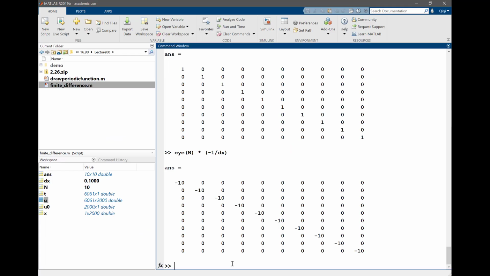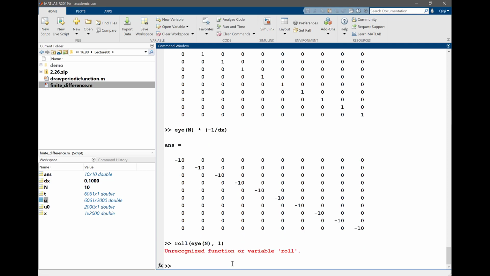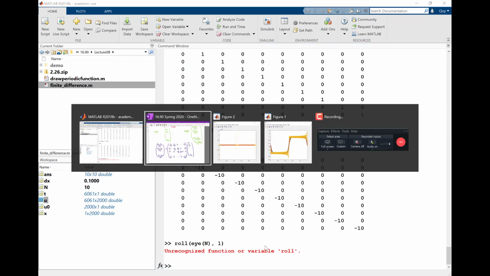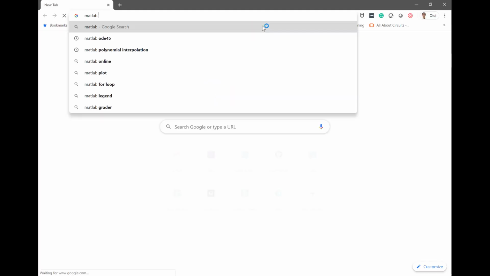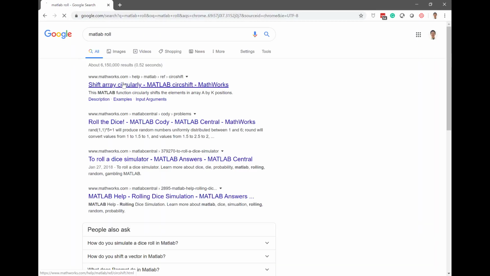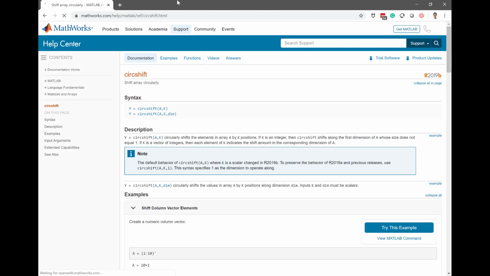So that can be achieved by rolling I of n by 1. Okay, so roll, I think, is a Python thing. In MATLAB, what is it called? Shift, not shift dimension. What is the MATLAB requirement for roll? Let's see. Okay, shift arrays, circshift.